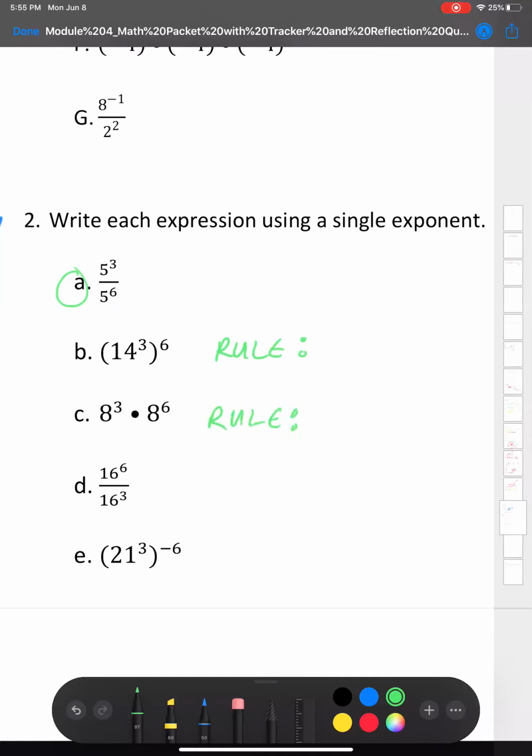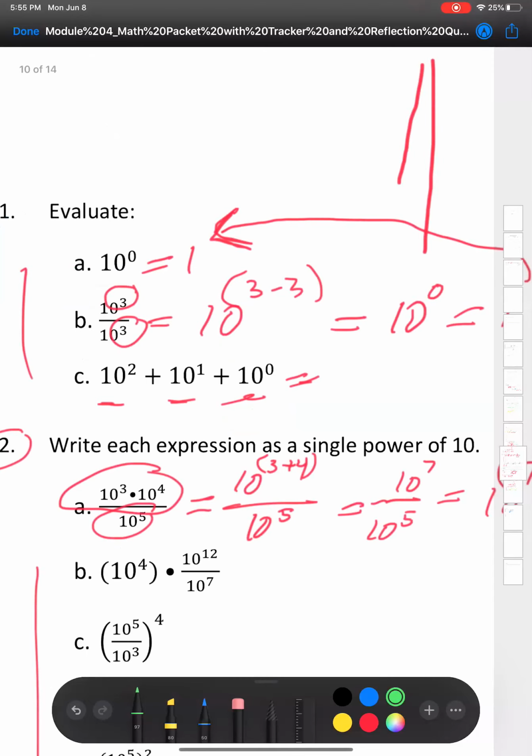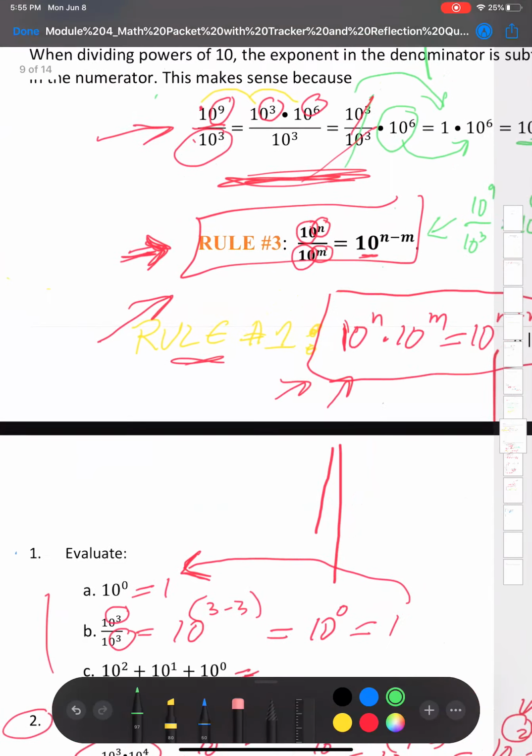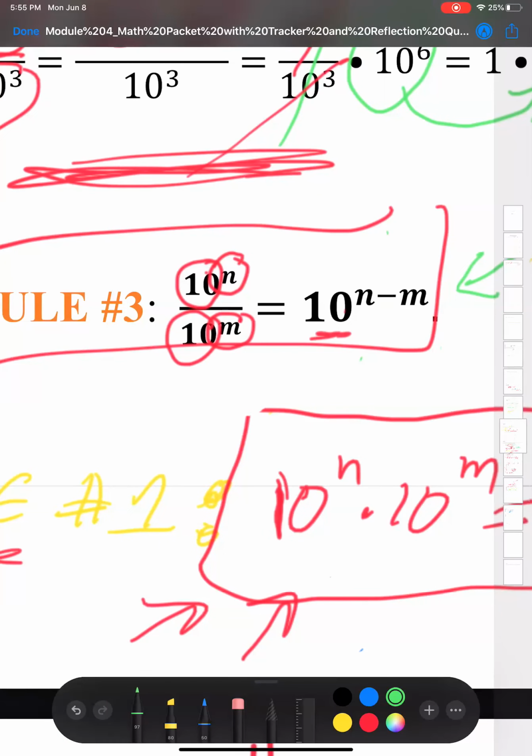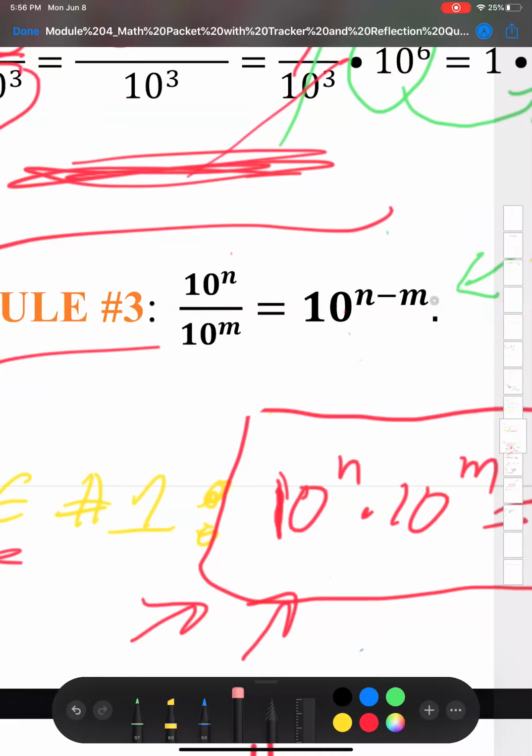So we are clearly dividing exponents, so let's find that rule where we divide exponents. That's rule number 3. Rule number 3 is, I'm going to erase this so you guys can see it better. When you're dividing powers of 10, you're going to subtract the exponents. You subtract the exponent on the bottom of the fraction from the exponent on the top of the fraction.